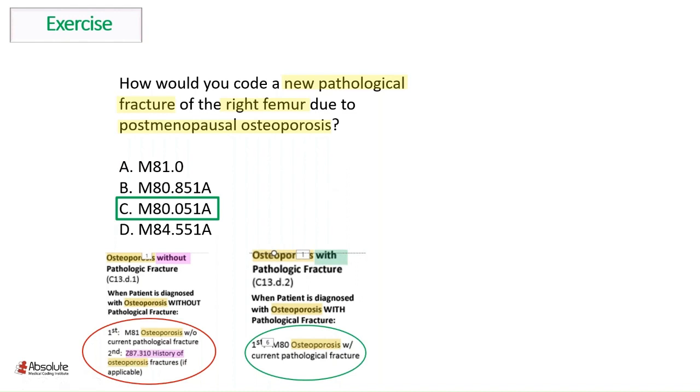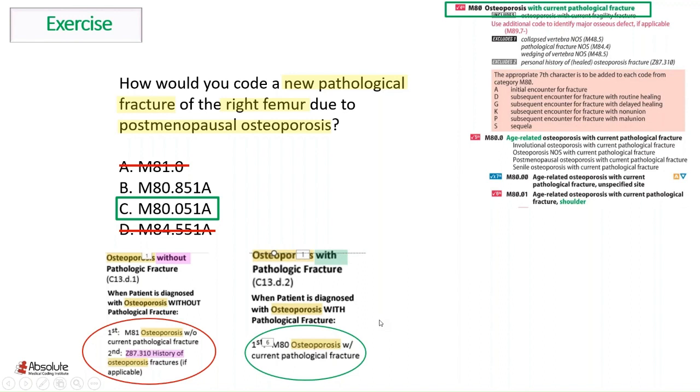So MAT1 is wrong, and we can eliminate option A as well as option D, because we already saw that M80 is the first code we assign when there is osteoporosis with current pathological fracture. So option D is also wrong. Now the question is between option B and option C. Let's have a look into those two codes.